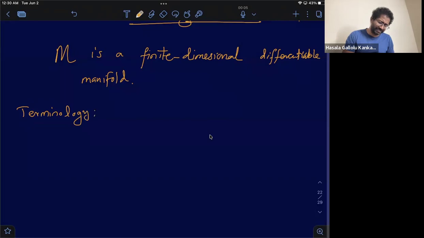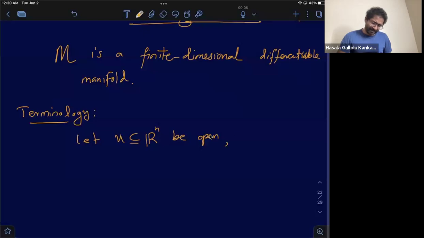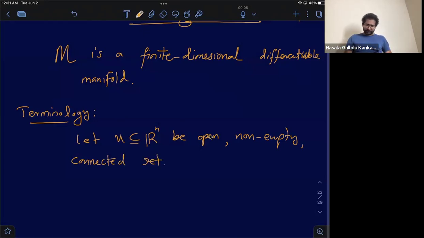Terminology is the bits of notation that we are going to use, so do not make it a big deal. It is just a notation. Let U be open, non-empty, and connected. All right, so open, non-empty, and connected.